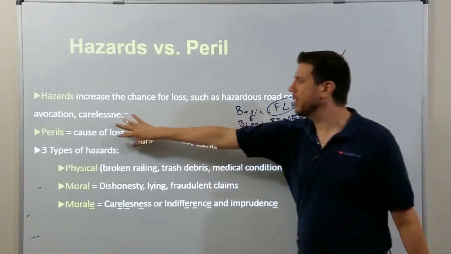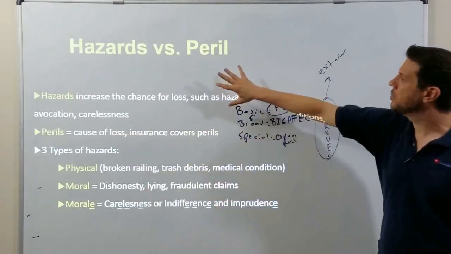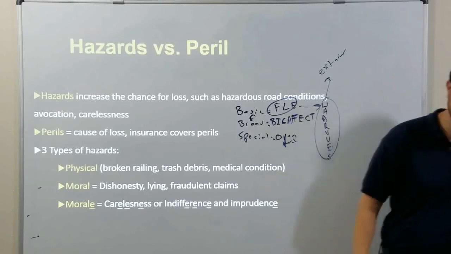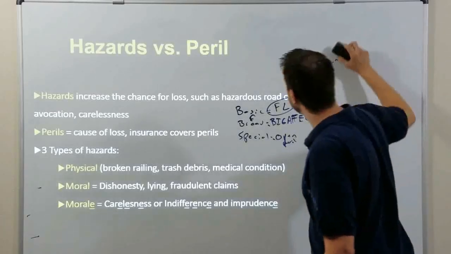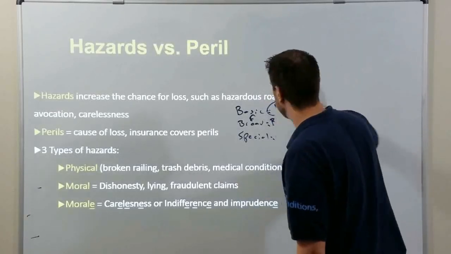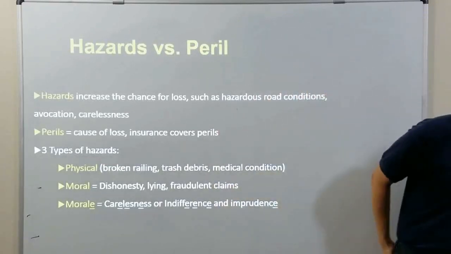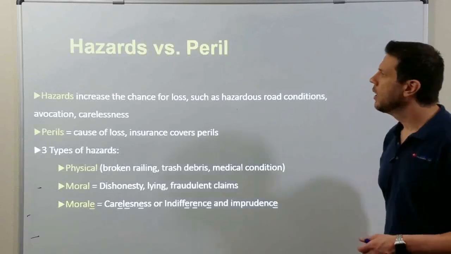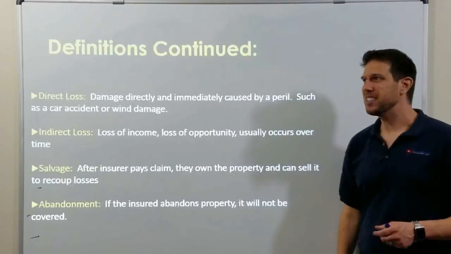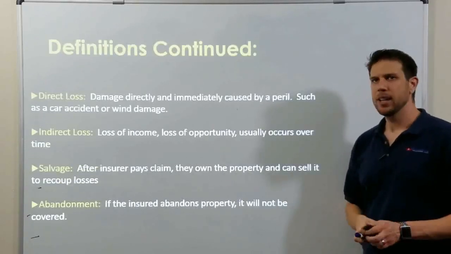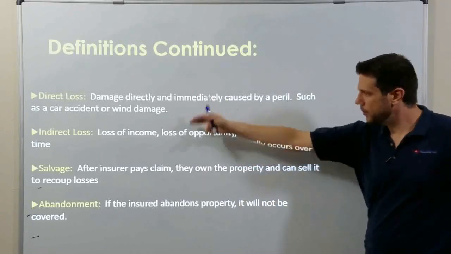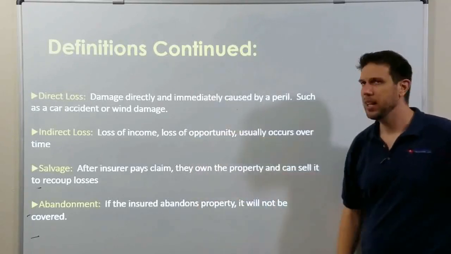Peril is defined as the cause of loss. Hazards increase your chance of loss. You're going to have to memorize the basic, broad, and special perils a little bit later on. These next definitions are also relatively easy to memorize. The 2 more important ones are up here. The next 2 are not that important.